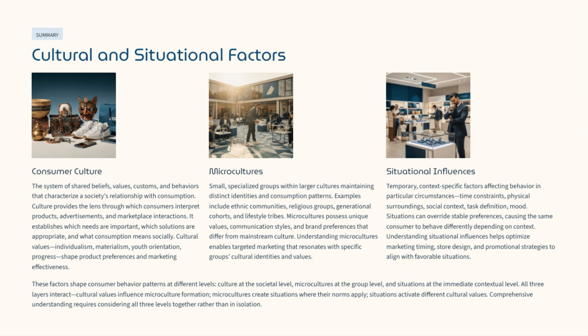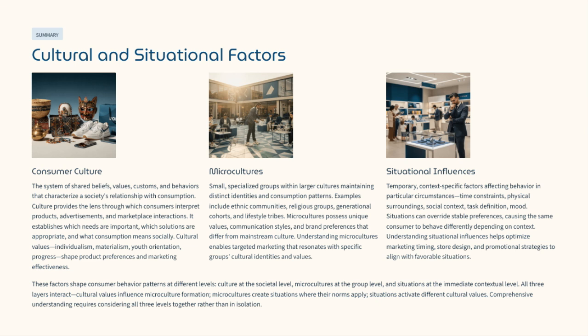Finally, at the core of all this is consumer culture itself. It's the system of shared beliefs, values, customs, and behaviors that shape how society relates to consumption. Culture acts as a lens through which consumers interpret products, advertisements, and marketplace interactions. It influences which needs are considered important, what solutions are appropriate, and what consumption means socially.